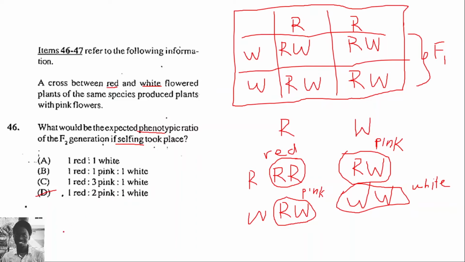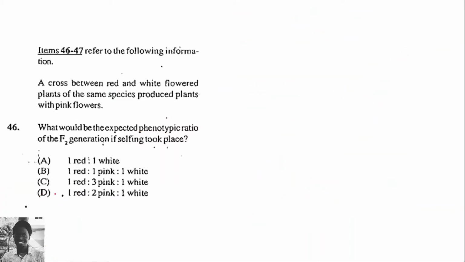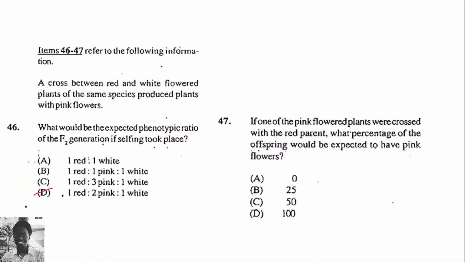Good. Now, let me just clear all this so we could go to the next question. Okay, so the answer here was D. If one of the pink flowered plants were crossed with the red parent, what percentage of the offspring would be expected to have pink flowers? So one of the pink, so RW, is crossed with the red parent, big R, big R. Remember, big R, big R is red.